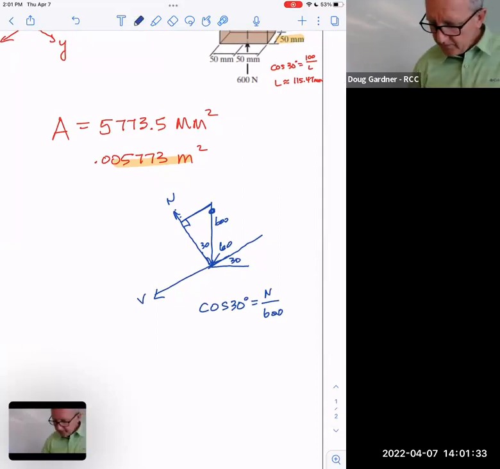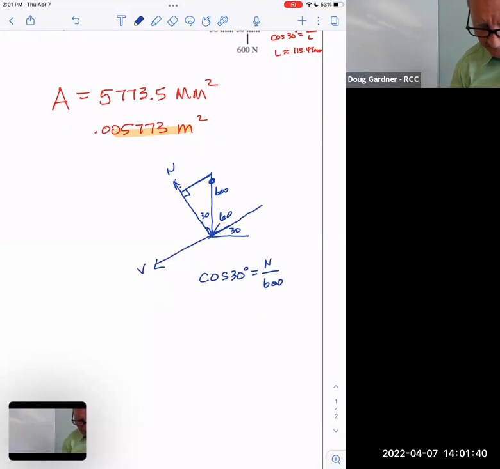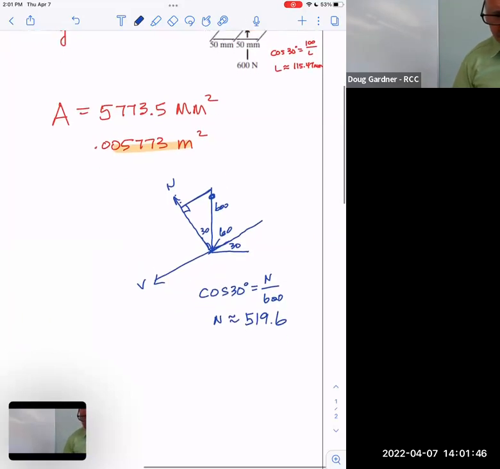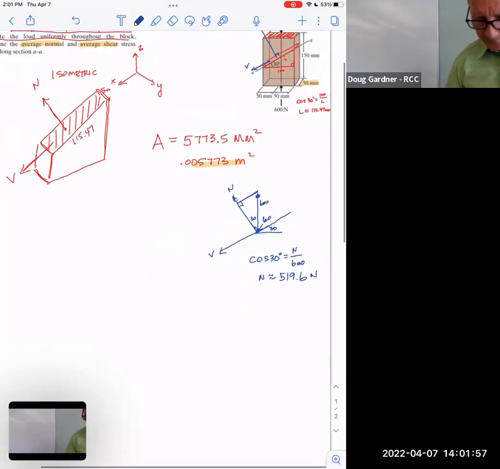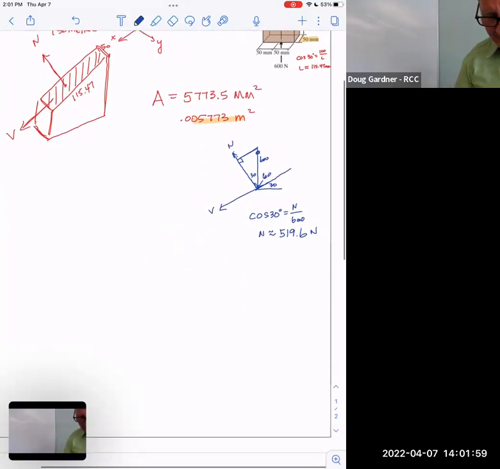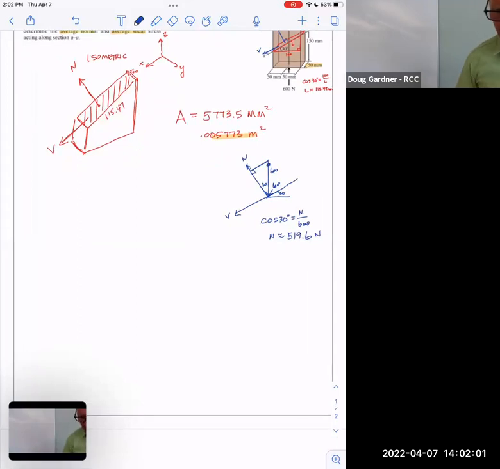So if I take 600 times the cosine of 30, I get 519.6. I haven't paid any attention to units, but 600 was newtons, and so this would be newtons as well. And of course, that looks weird: normal, newtons, all in the same exact sentence. That's terribly frustrating.